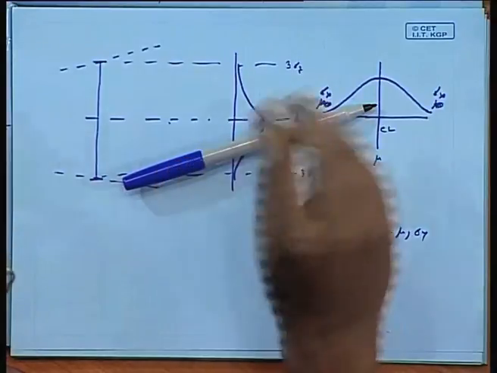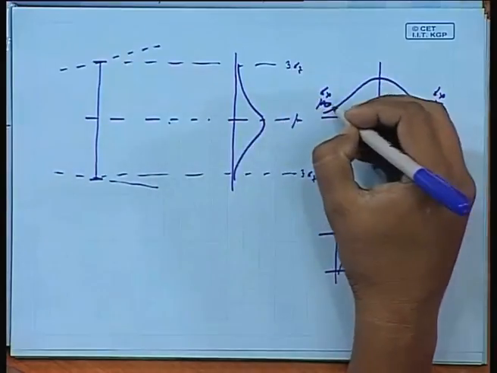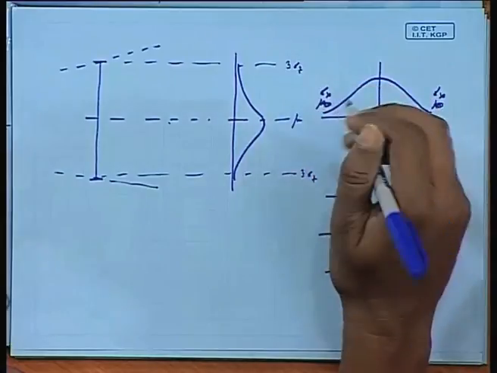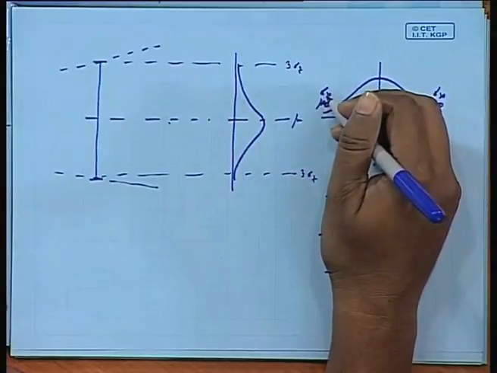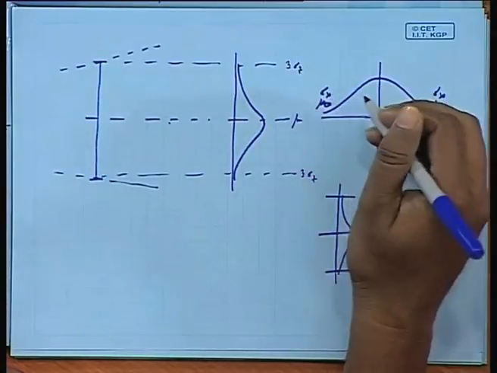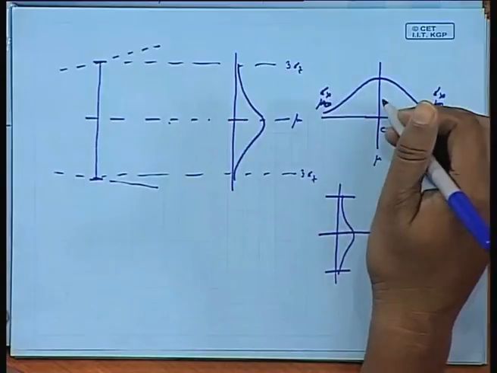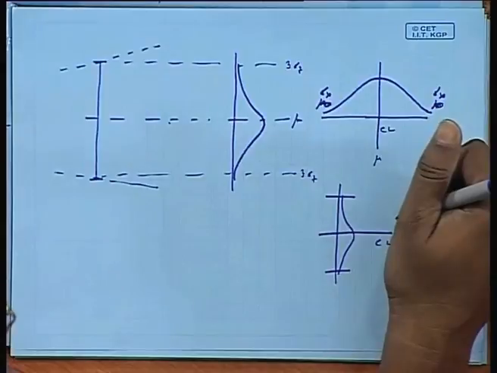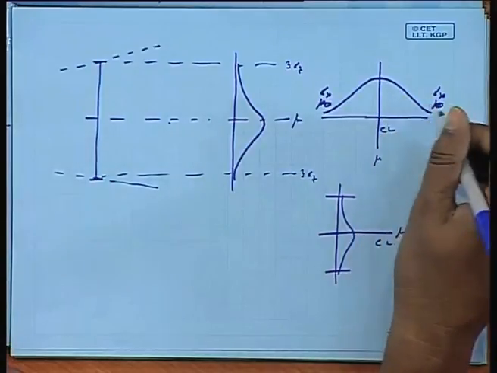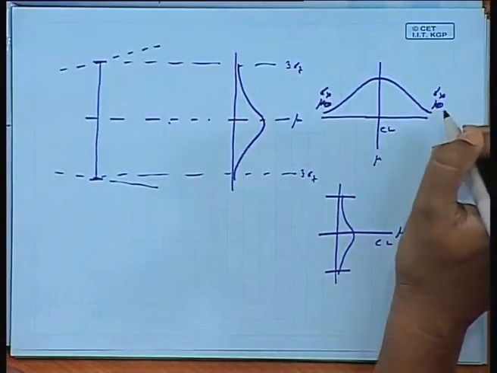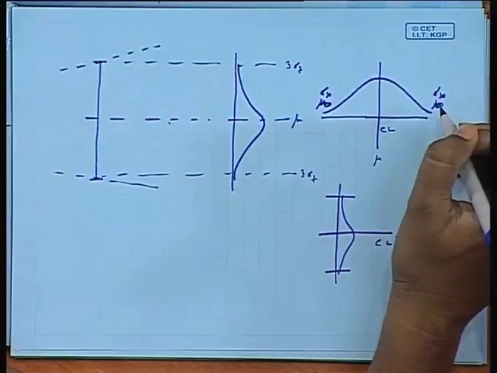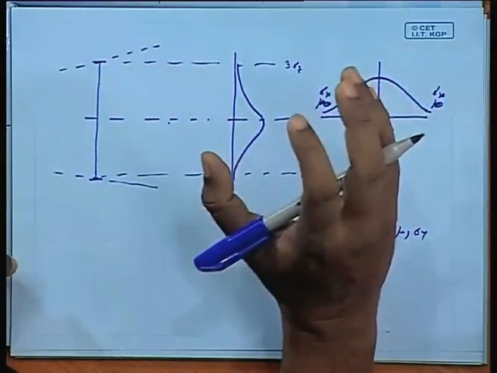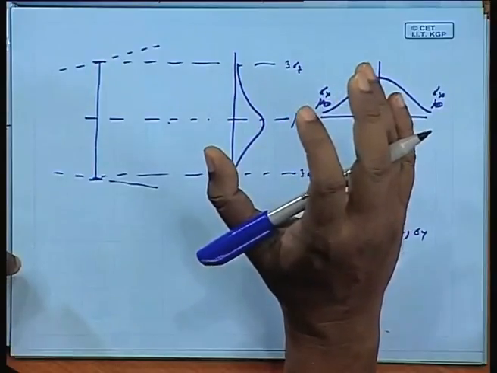This normal distribution has a particular mean and standard deviations: sigma x across the x direction, sigma y across the y direction, and sigma z across the z direction. So this is the major assumption of the Gaussian plume distribution.